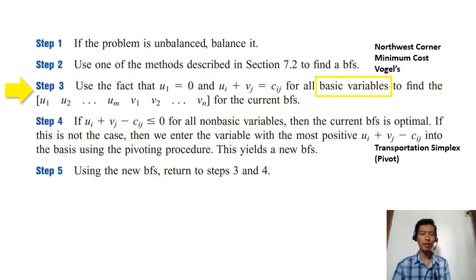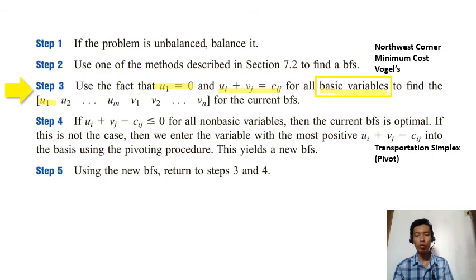So that's how you do step 3. Use the fact that U1 equals 0, and then the relation ui plus vj equals cij for all basic variables to find U1, U2, up to Vn. Remember that you always set U1 equals 0. So that is how we perform step 3.